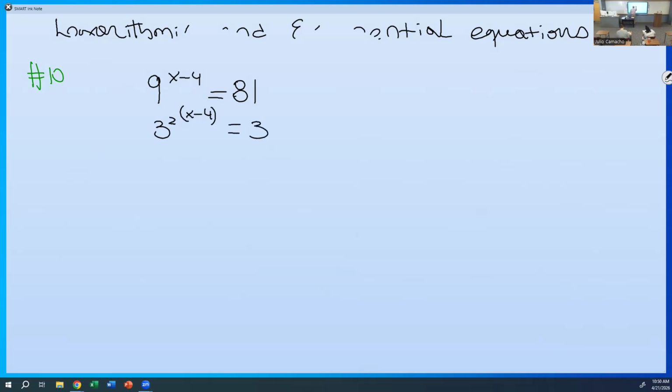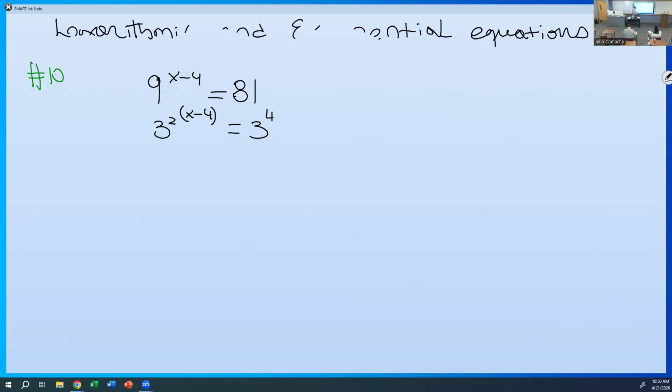3 to the 2 is 9. 3 to the 3 is what? 3 times 3 times 3 is 27. 3 to the 4 power will be what? 81, because that is equal to 3 to the 4.